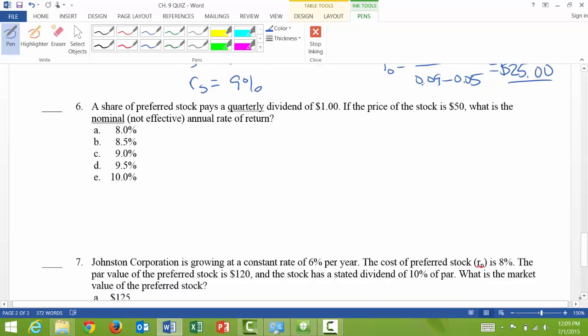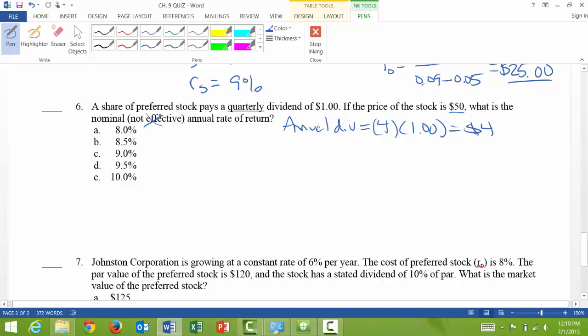So let's look at question 6. Now we're dealing with preferred stock. A share of preferred stock pays a quarterly dividend of $1. So if it's quarterly $1, the annual dividend would be equal to 4 quarters times $1, which is equal to $4. Just so you keep that in mind. If the price of the stock is 50, what is the nominal, not effective, annual rate of return?